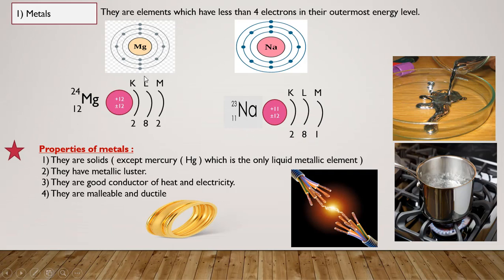Magnesium also: in energy level K we have 2 electrons, in energy level L we have 8 electrons, and in energy level M we have 2 electrons. So the outermost energy level contains less than 4 electrons, so magnesium is a metal.